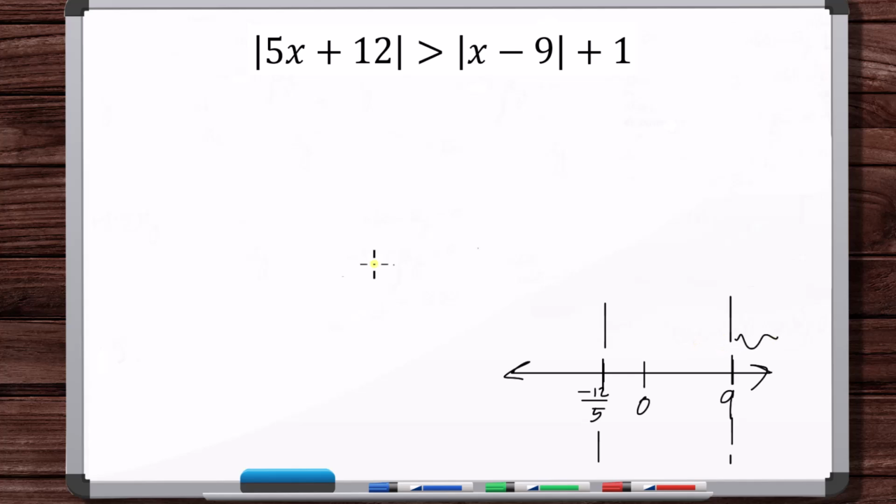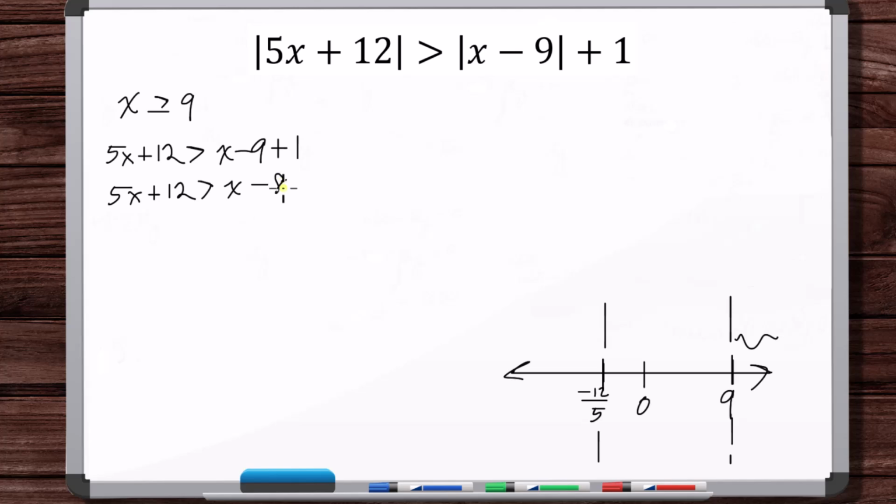Let's start with x is greater than or equal to 9. This is going to be positive or 0. This is going to be positive. So we've got 5x plus 12 is greater than x minus 9 plus 1. So minus 9 plus 1 is minus 8. Subtract x from both sides. Subtract 12 from both sides. Divide both sides by 4.